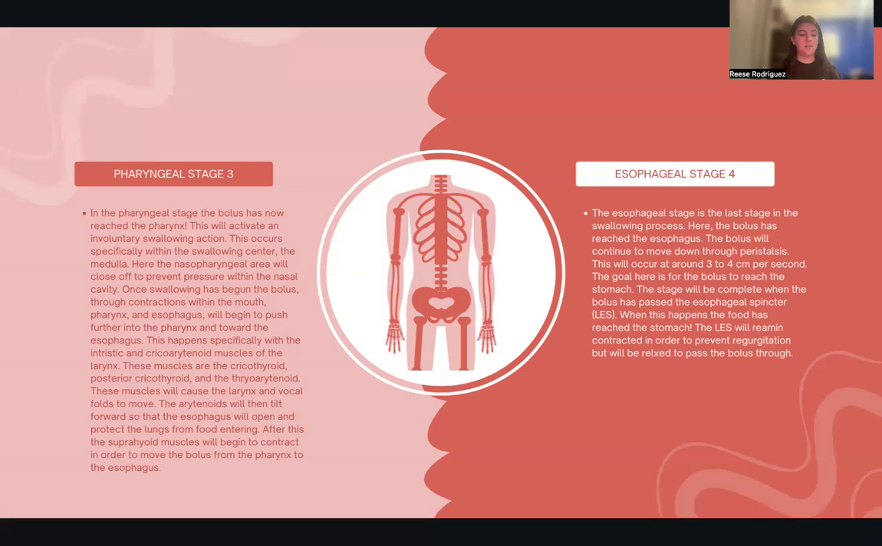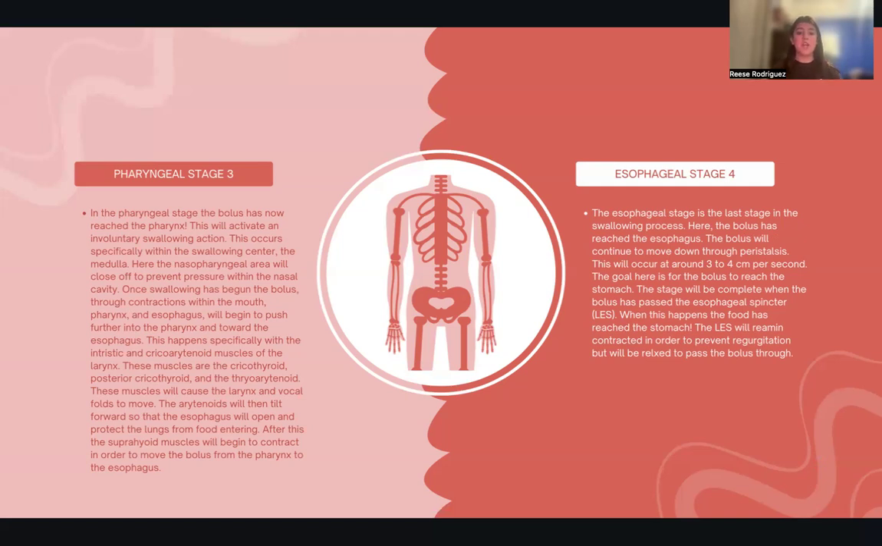Again, as we're swallowing, different areas will be closed off, as we talked about with the nasal cavity and the lungs, in order to prevent fluid from going where it should not be going. And once swallowing has begun, the bolus, through contractions, so remember our constriction and release movement, within the mouth, pharynx, and esophagus, is going to begin to be pushed further into the pharynx and towards the esophagus.